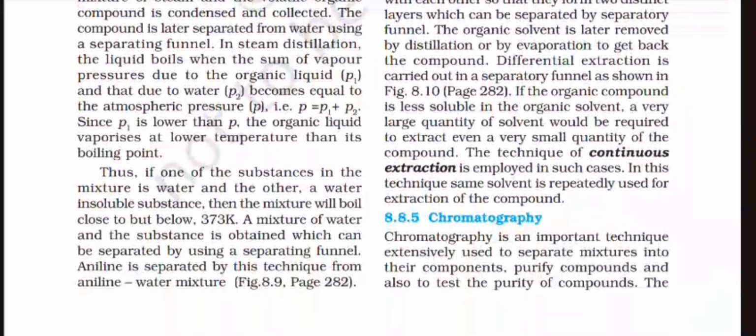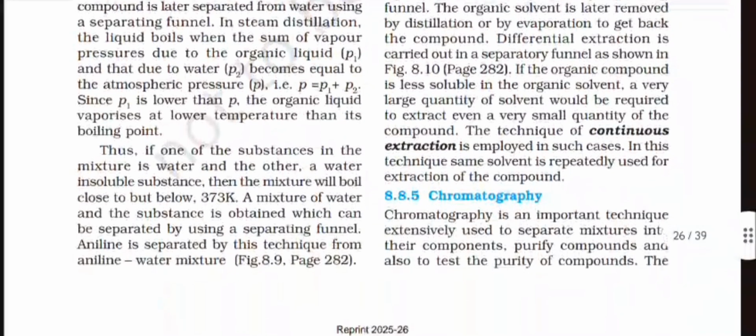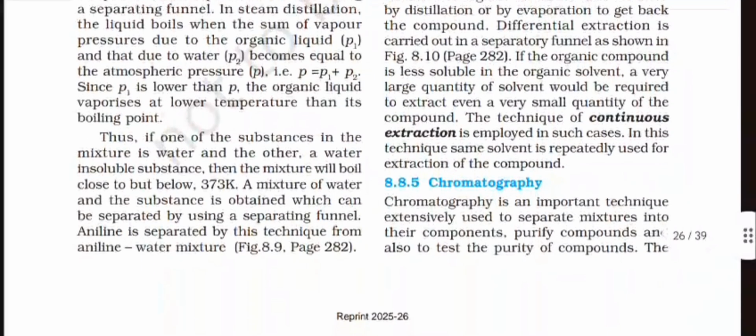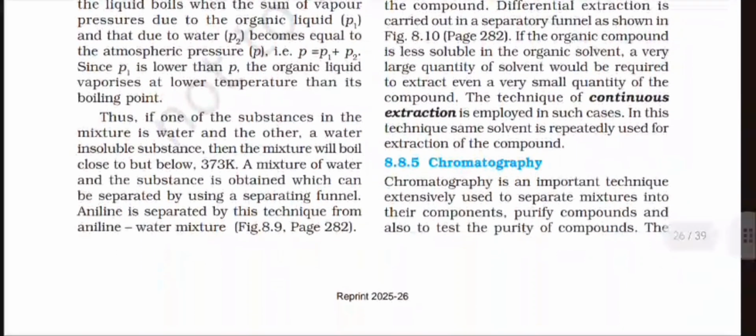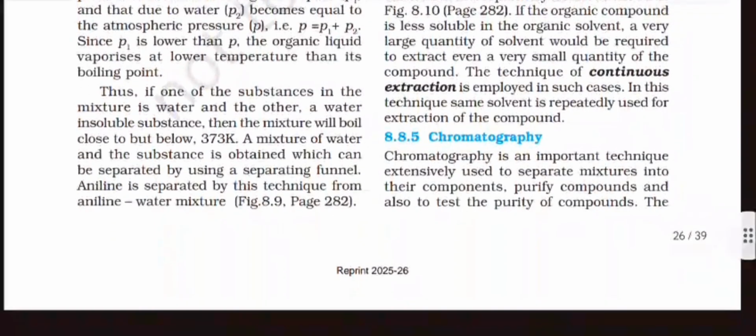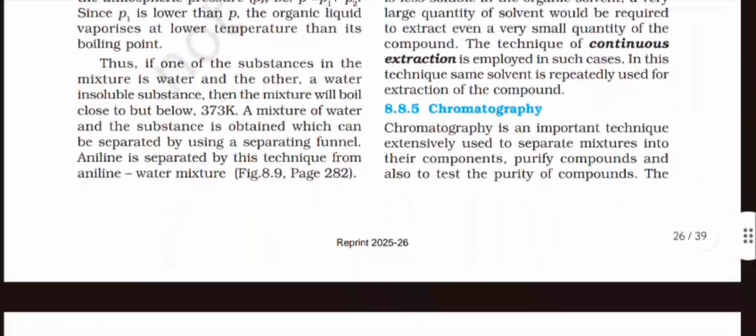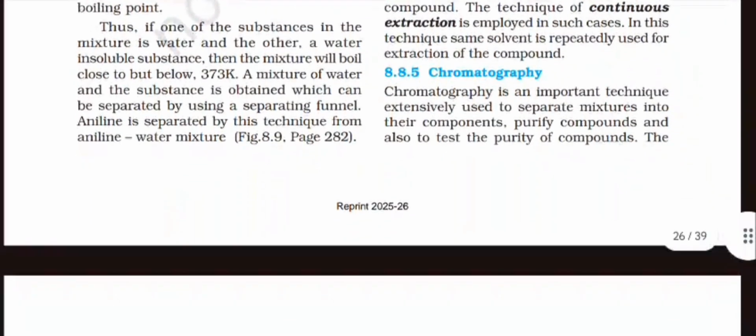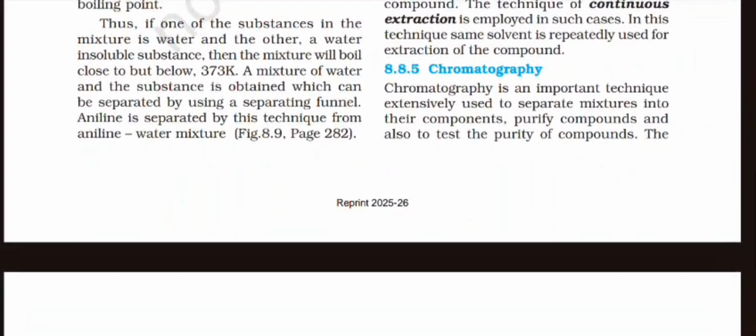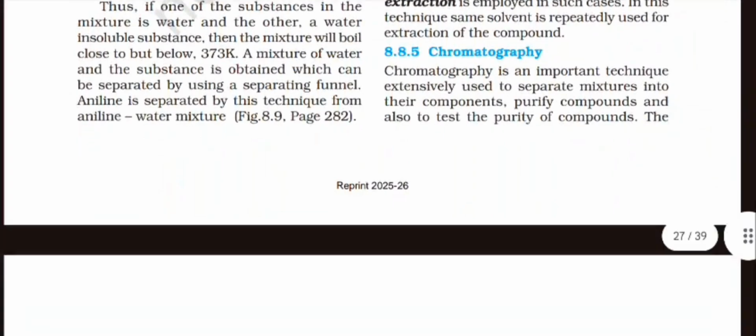Differential extraction is carried out in a separatory funnel. If the organic compound is less soluble in the organic solvent, a very large quantity of solvent would be required to extract even a very small quantity of the compound. The technique of continuous extraction is employed in such cases. In this technique, the same solvent is repeatedly used for extraction of the compound.